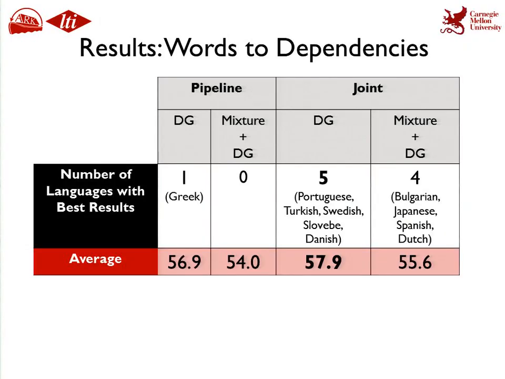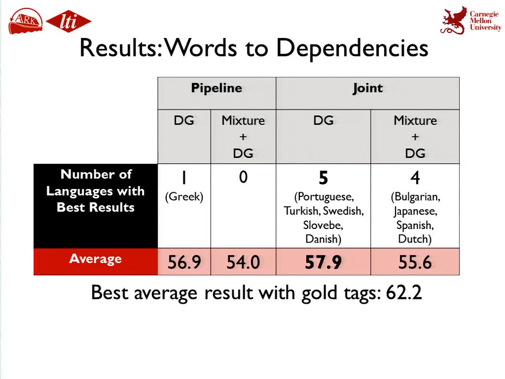Basically, when we do this lattice step, we get a dependency parsing accuracy of nearly 58%, which is only a few percentage points below the best average result with gold tags. And the pipeline model that doesn't use this joint decoding step is much worse than the model where we try to do joint decoding for part-of-speech induction and grammar induction. Okay.